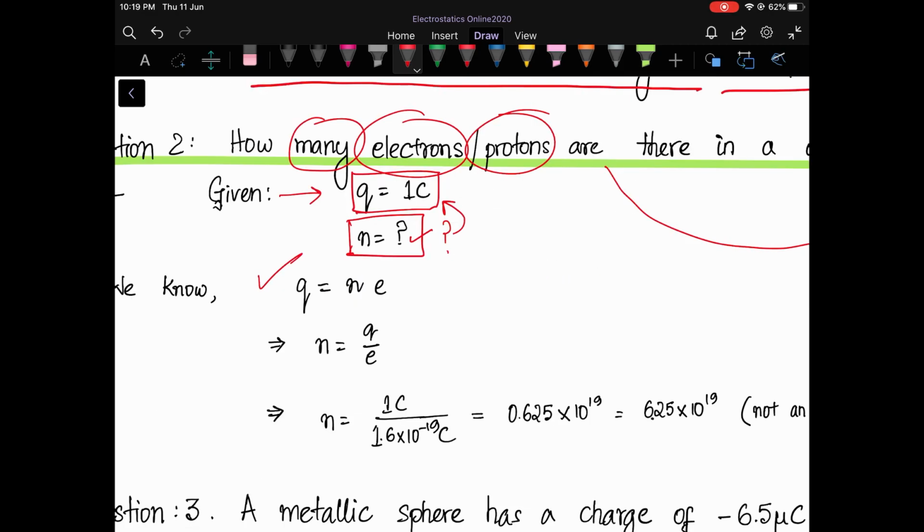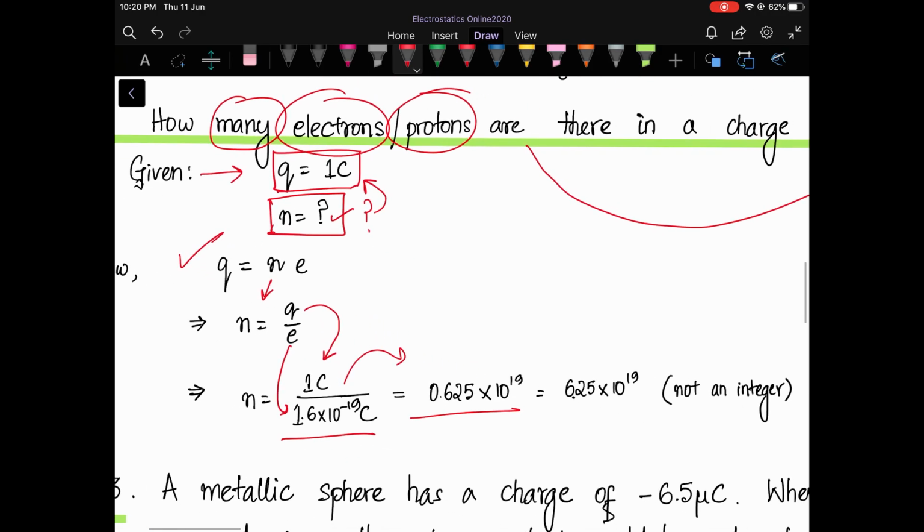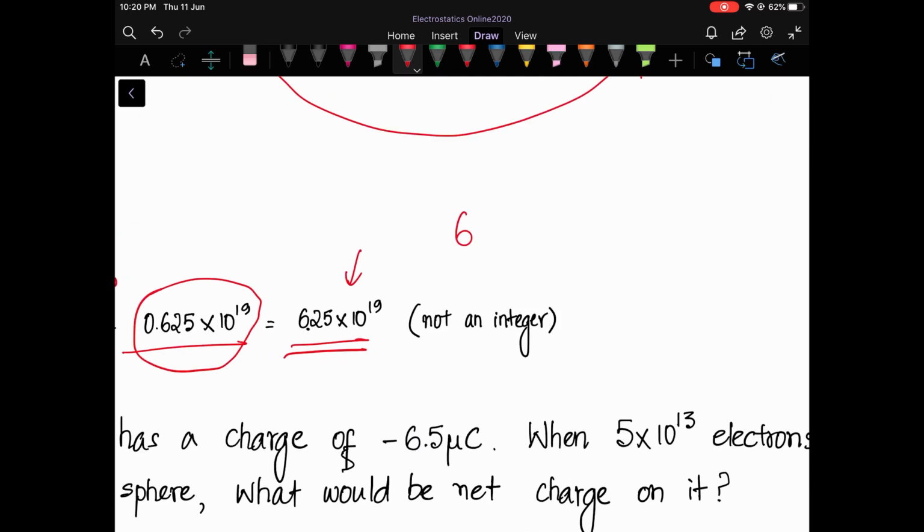We are using the formula that we have learned. From here we are going to write N equals Q by E. Q is 1 coulomb of charge we are talking about. E is 1.6 × 10^-19, and on simplification we are going to get 0.625 × 10^19, or we can write 6.25 × 10^19. This number is 625 followed by 17 zeros, 1 2 3 4 5 6 7 8 9 10, 17 zeros.